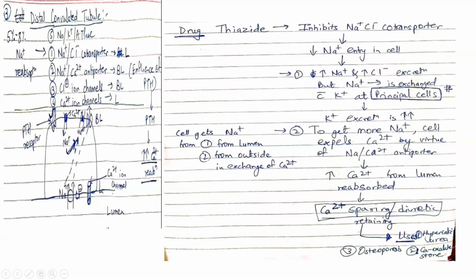Another use can be osteoporosis. Do you agree? In osteoporosis, there is less calcium in the body, less calcium is absorbed in the bones. So here, you are not allowing that calcium to go out and get excreted. You are reabsorbing it, and that is how you are helping the patient with elevated calcium levels in the blood, which in turn will get absorbed in bone.